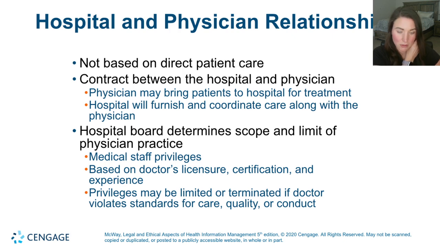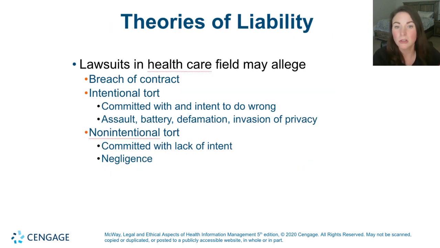contract. All right. Moving on, most lawsuits in the healthcare field can be divided into three areas: breach of contract, intentional tort (if you remember, we talked a little bit about tort in Chapter 1). So intentional tort is when someone does something with the specific intent to do something wrong. Examples would be assault and battery, defamation, invasion of privacy, false imprisonment, which is keeping someone against their will. And then non-intentional tort. That's when someone commits a tort without the intent to do something wrong.